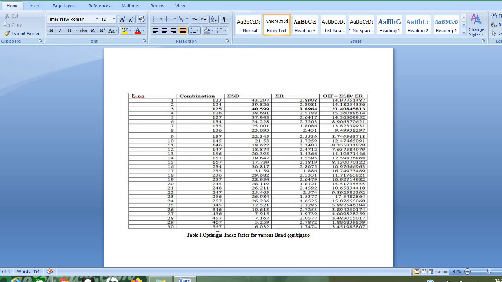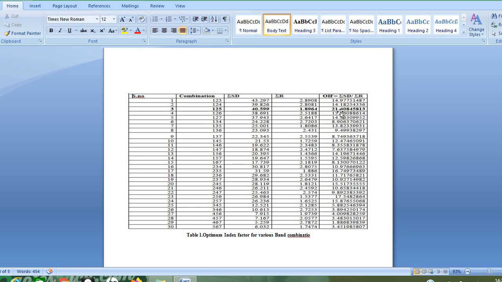Here are the combinations, these are the standard deviations for these bands, and these are the sigma r values for these bands. OIF is defined as the ratio of standard deviation by sigma r. This is the result that we are getting. Whatever combination gives the higher OIF value, just take that combination and do the MSS. You can identify the features clearly compared to total layer stacking bands. Okay, is it clear?